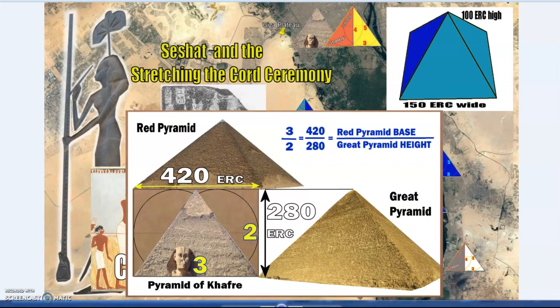Now all of these pyramids have the inherent properties of a Khafre pyramid, 3 wide, 2 high, which we'll examine more in the future, but as an example, all of these other pyramids also give you the proportions to connect the ratios of others. So the Red Pyramid is 200 Egyptian royal cubits high, 2 cords, and it's 420 Egyptian royal cubits wide at the base. The Great Pyramid is 280 Egyptian royal cubits high, a 3:2 ratio.